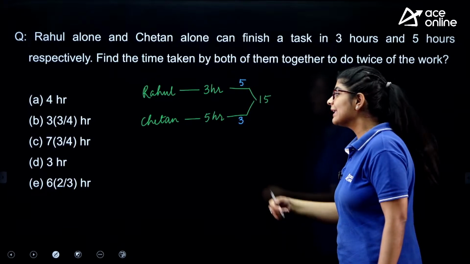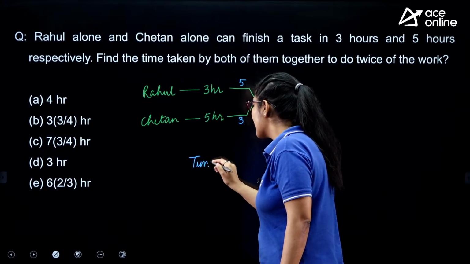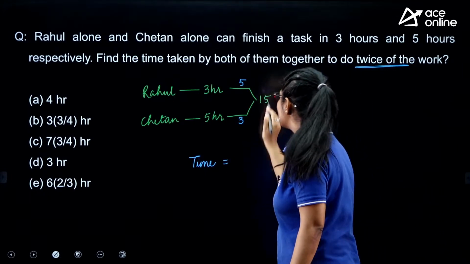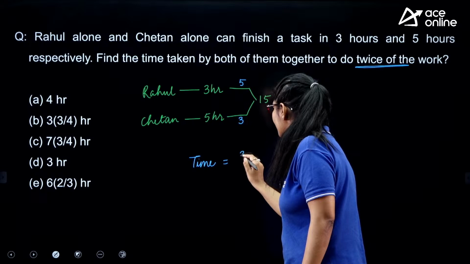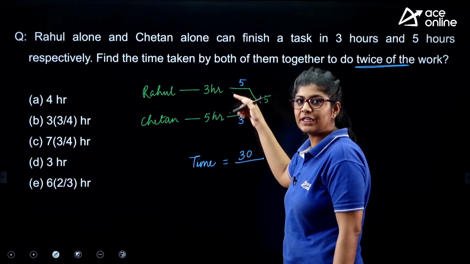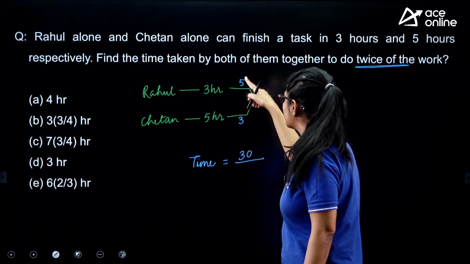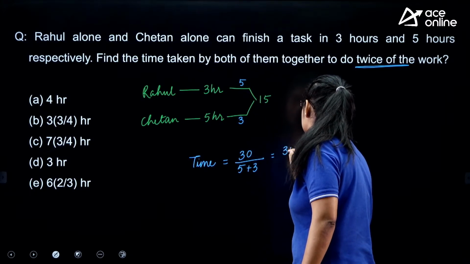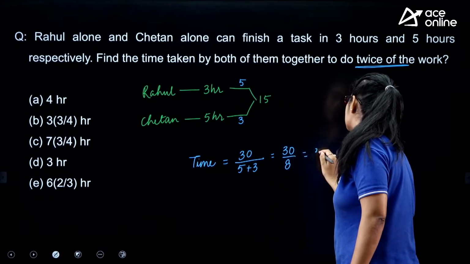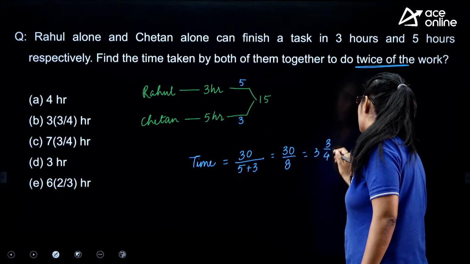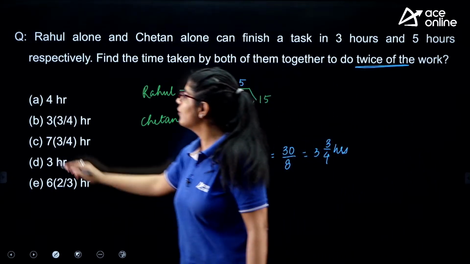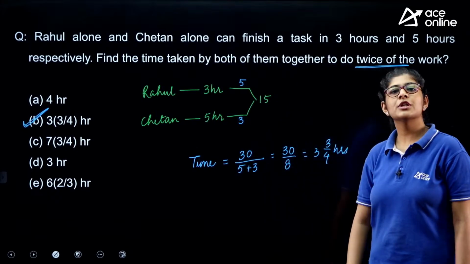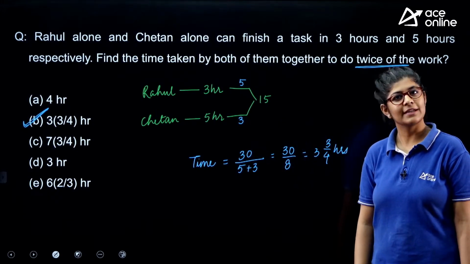Now the question is saying that I have to find out the time, but for twice the same work. So if it is 15, twice of it becomes 30, and the total efficiency is 5 plus 3. That means I need to divide 30 by 8, and here I'll get 3 3 by 4 as my correct answer. 3 3 by 4 hours. Option number B is the correct one. Very good, Sundaram. Clear? Next.